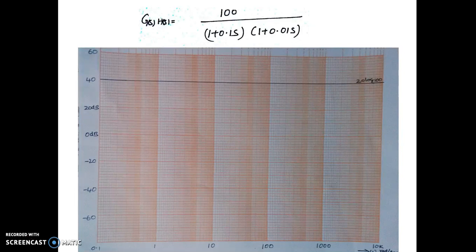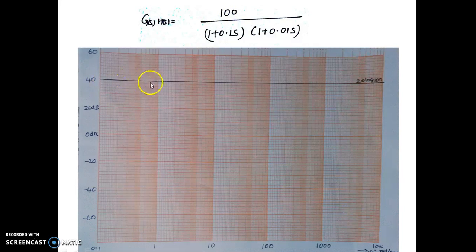So let us start with the first term of this equation, that is 20 log of 100. Since 20 log of 100 is 40 dB, we are drawing a line at the 40 dB line. We know that the magnitude of this 100 will not change with the frequency. That's why for any frequency starting from 0.1 to 100 kilo radian per second, the magnitude contributed by the term 100 is 40 dB.